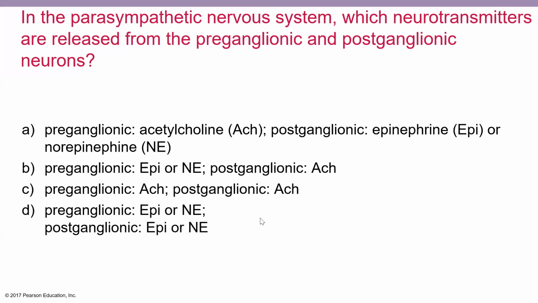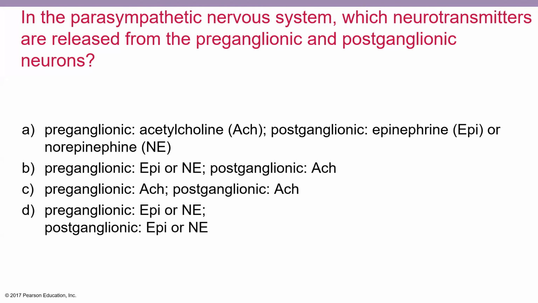Let's look at B. Preganglionic, epinephrine, postganglionic, acetylcholine. That's not even possible, right? That doesn't happen. Let's look at C. Preganglionic acetylcholine, postganglionic acetylcholine. That's correct, okay? And then obviously D is going to also be incorrect. So this is asking about the parasympathetic system.